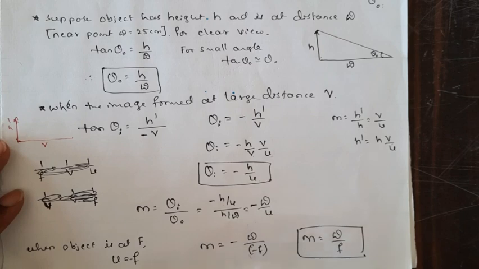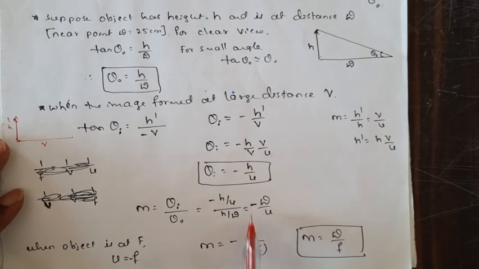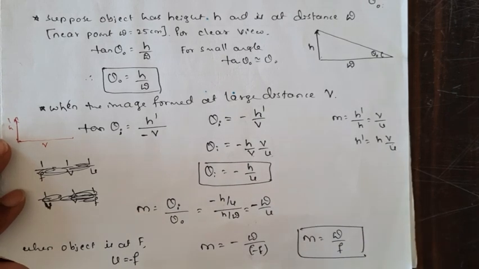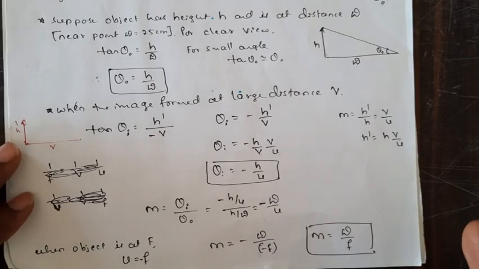Instead of writing u, I will write f, and because of sign convention this is negative. M is equal to minus of d and u is minus of minus, cancel. So m is equal to d by f. So this is the magnification of a simple microscope in the relaxed eye situation. Is it clear?